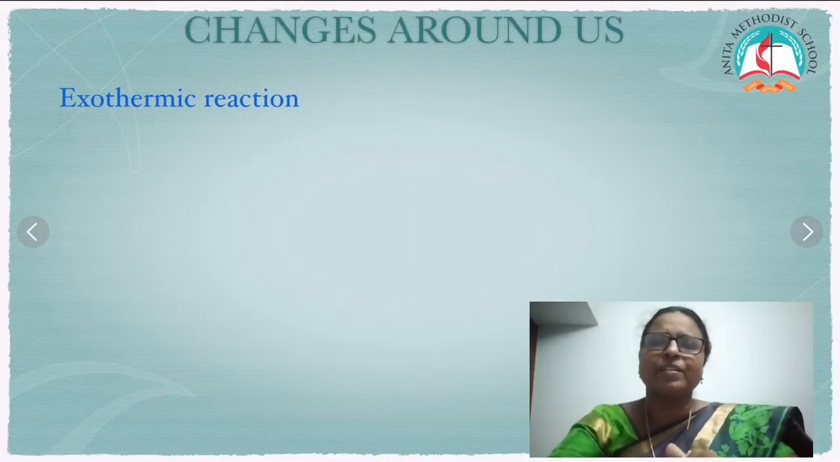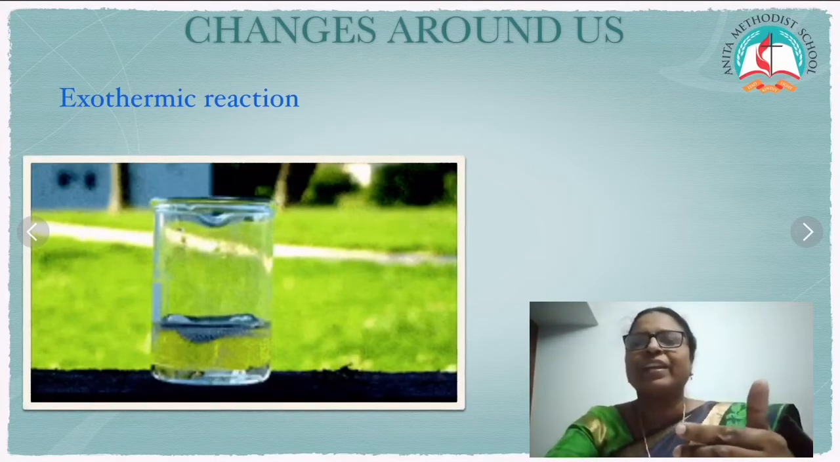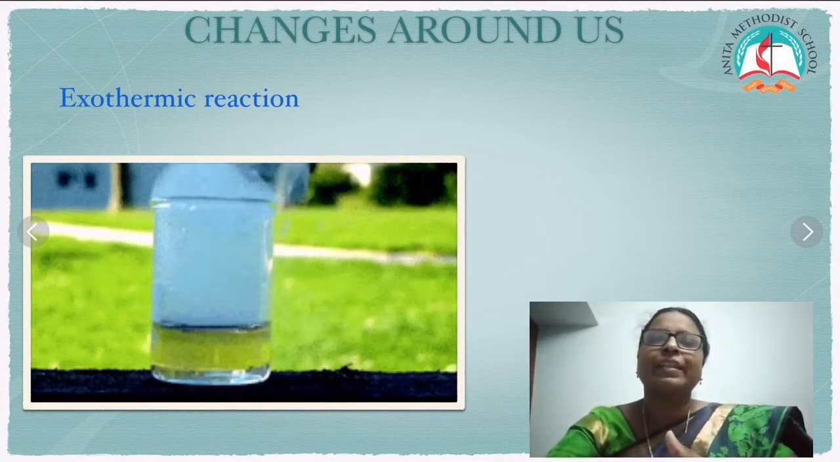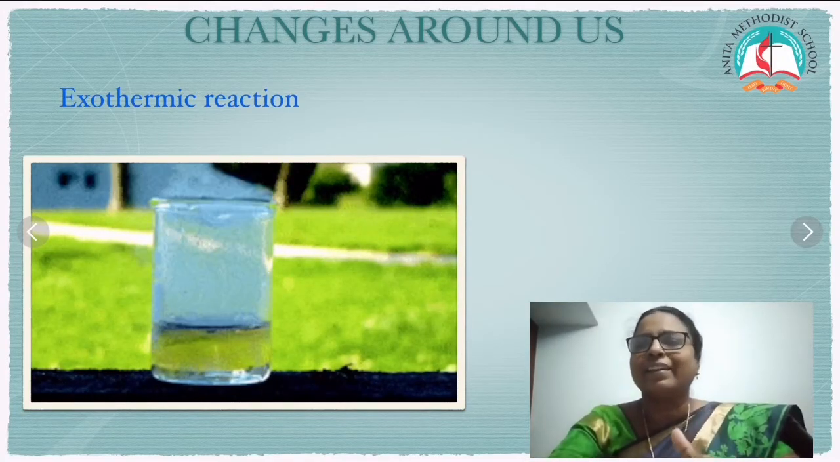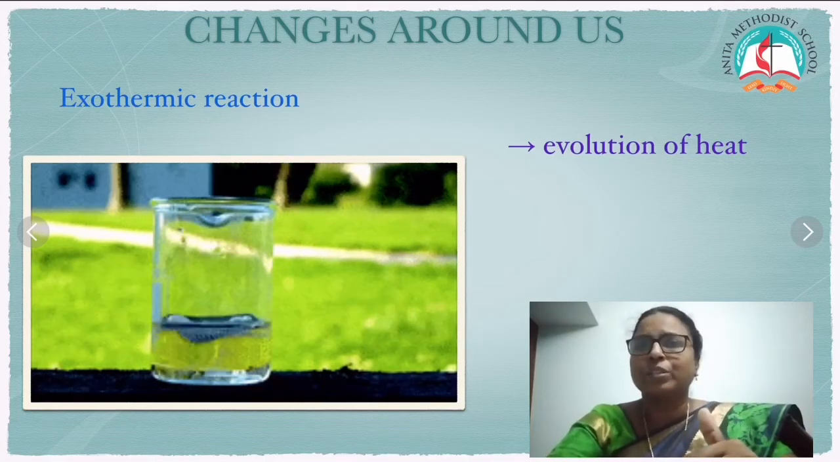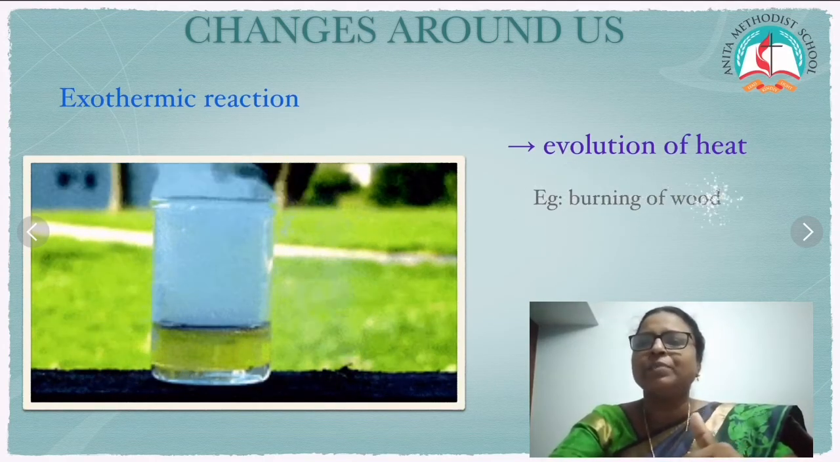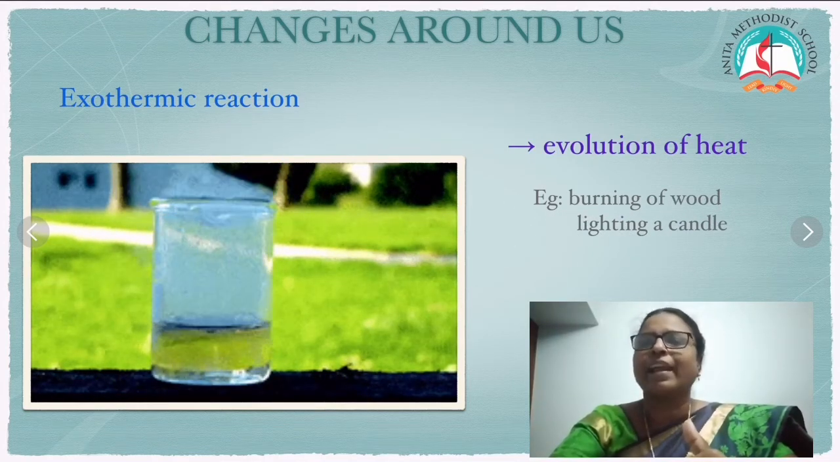Then the next one is exothermic reactions. What are exothermic reactions? These are chemical reactions involving the evolution of heat. Here you can see that the heat is evolved. The evolution of heat is what we call exothermic reactions. For example, burning of wood and lighting a candle.